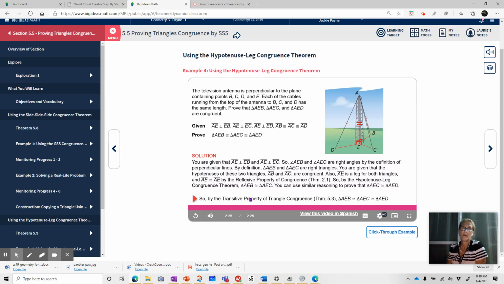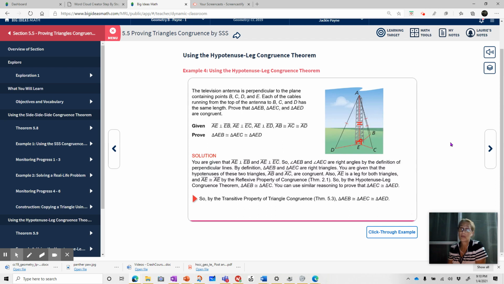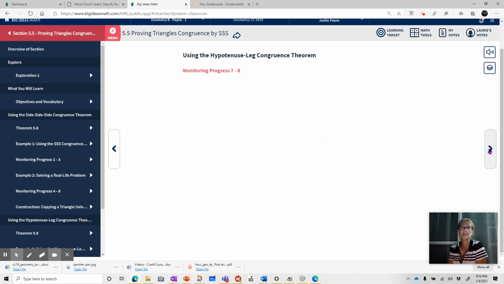Okay. But, for 2 minutes, this is a great example of where you could use a paragraph proof instead of a 2-column proof with statements and reasons. And that is a perfect example, something like that. You'll have some examples like that in Big Ideas.